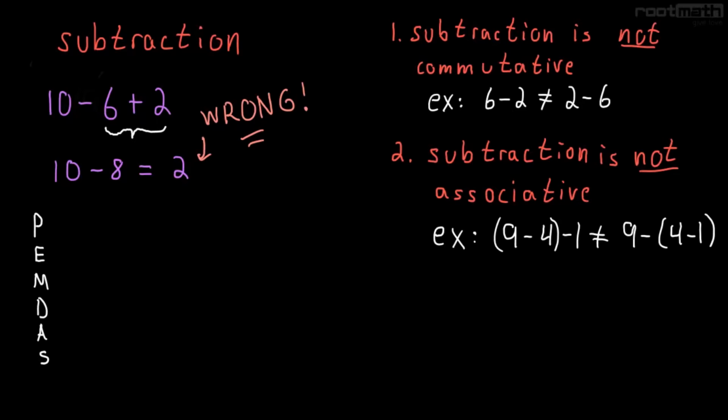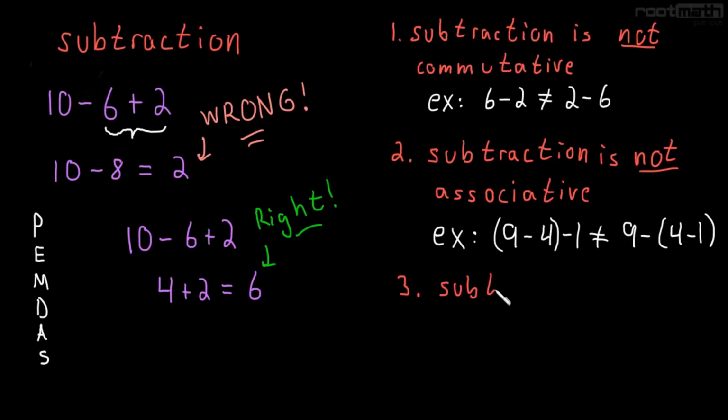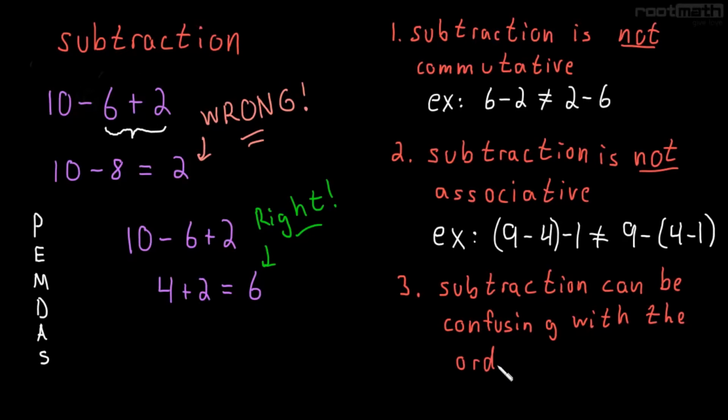What we forgot is that what the order of operations really says is when you have only subtraction and addition left, do everything from left to right. So this is really 10 minus 6, which is 4, plus 2, which is equal to 6. And that's the right answer. So the third reason subtraction isn't that great is because subtraction can be confusing with the order of operations if we're not careful. And our example for this one is 10 minus 6 plus 2.